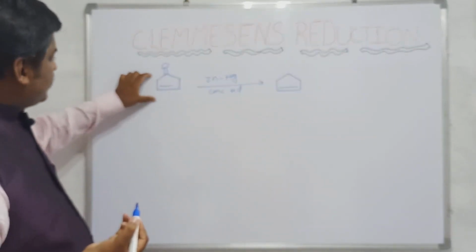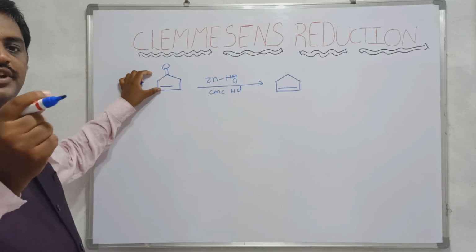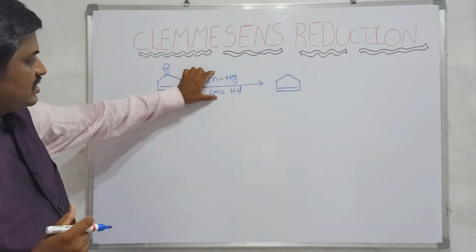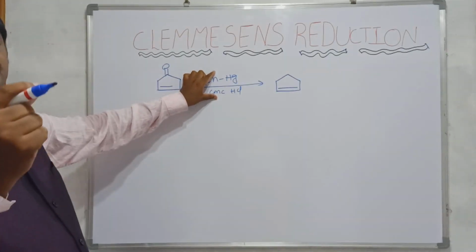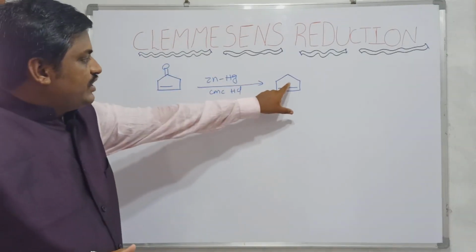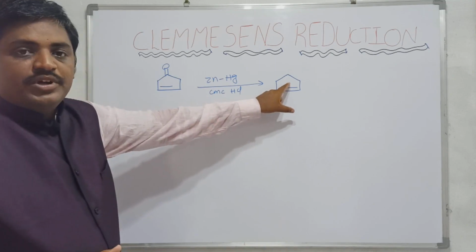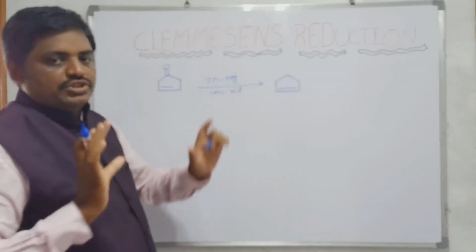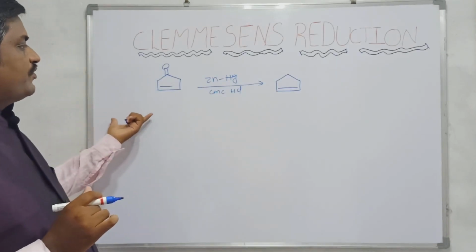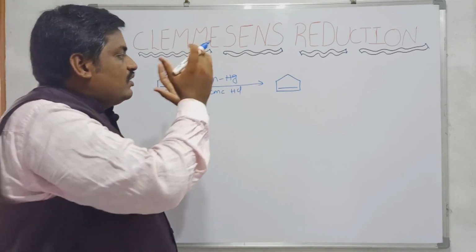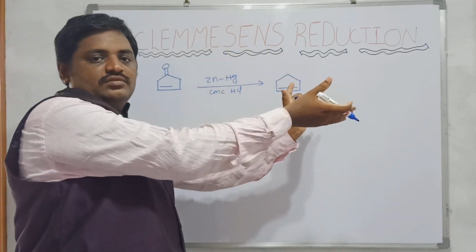This reactant molecule is an unsaturated keto compound. It reacts with the reagent zinc amalgam in the presence of concentrated HCl and is converted to an unsaturated hydrocarbon. That means the keto group is reduced, the keto group is eliminated. So the carbonyl compounds are converted to hydrocarbons.